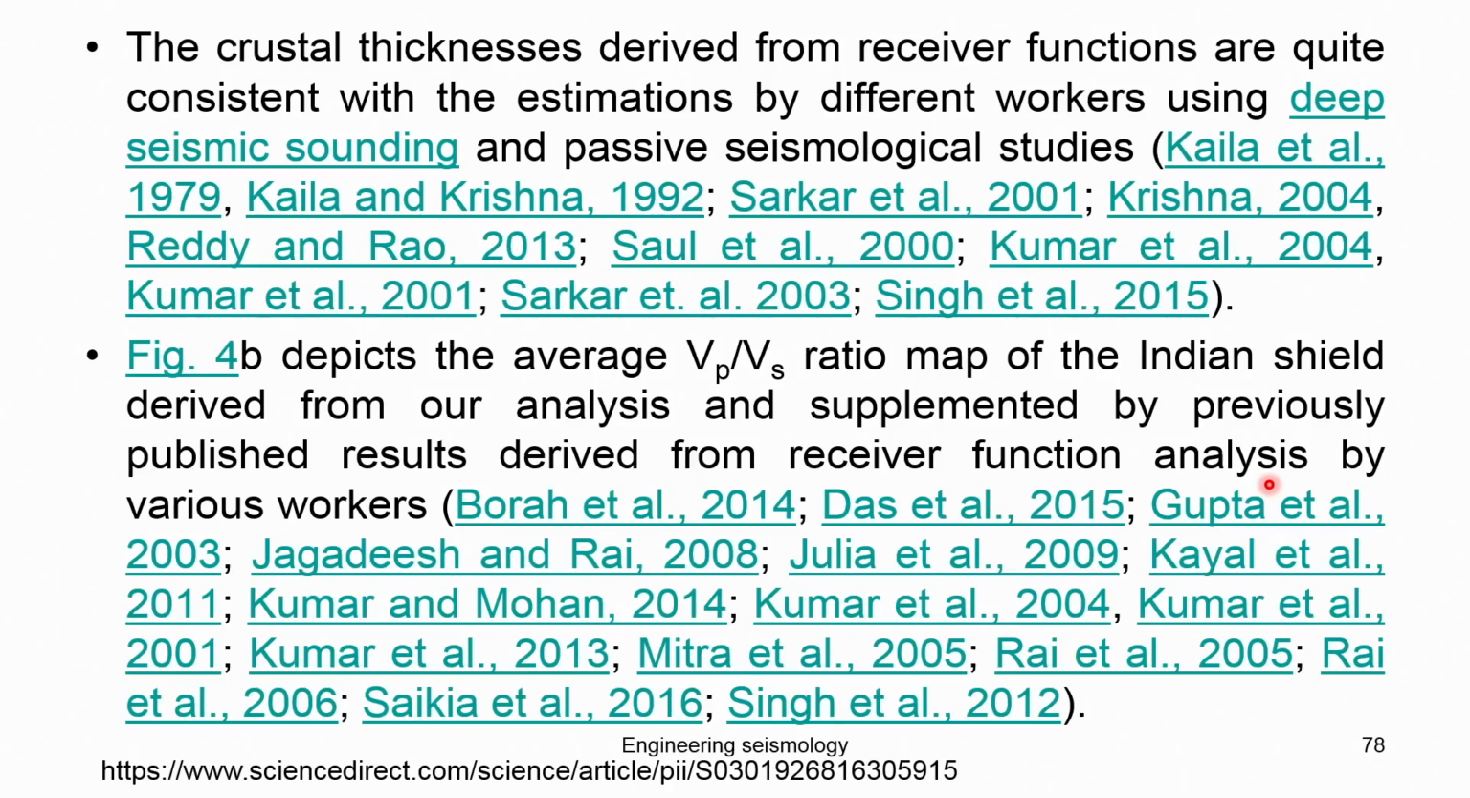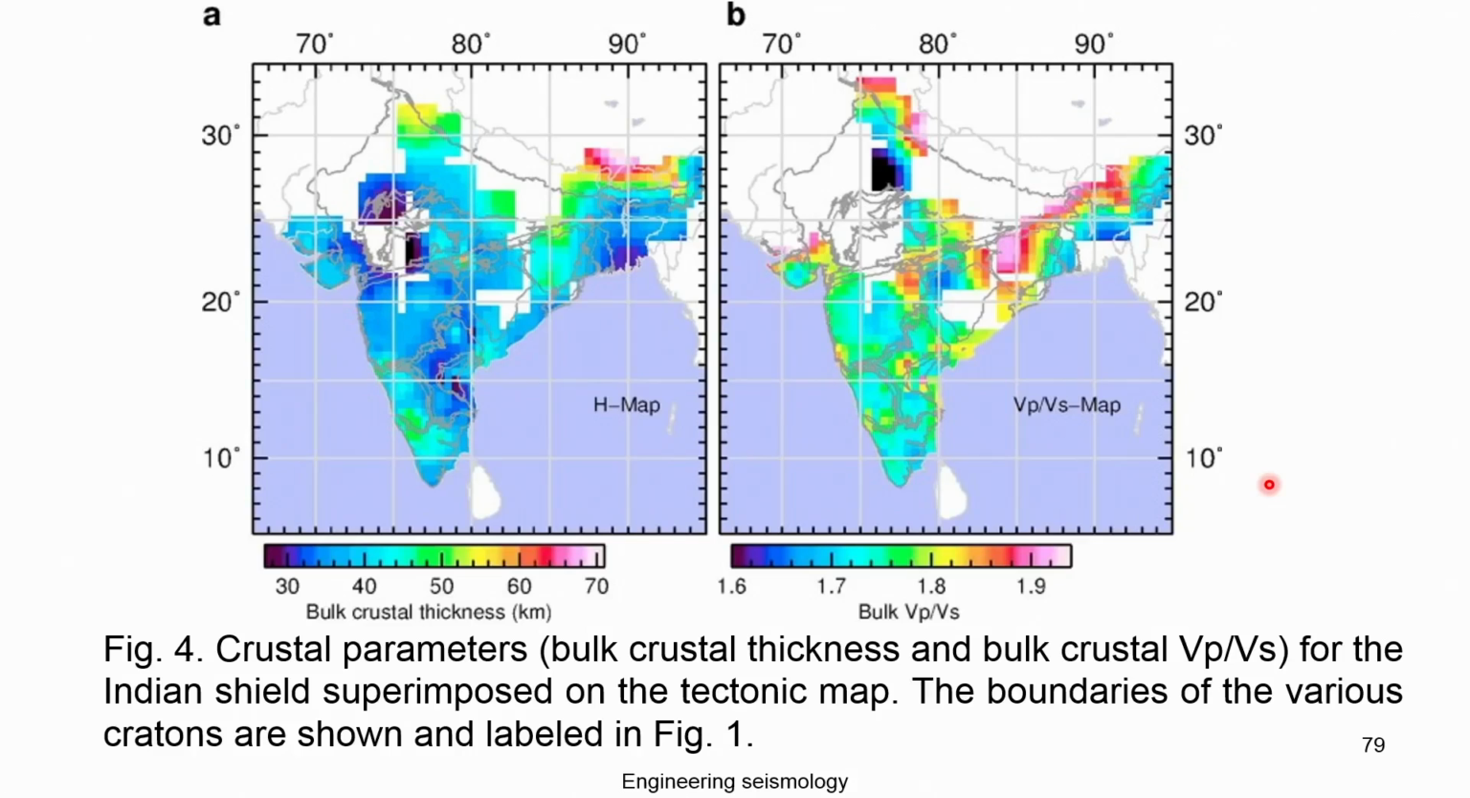The crustal thicknesses derived from the receiver function are quite consistent with the estimations made by different workers in previous studies. Figure 4B depicts an average Vp and Vs ratio map of the Indian shield derived from our analysis and supplemented by previously published work. So, they give the bulk crustal thickness and the bulk Vp and Vs ratio. You can see there is considerable variation on the geological scale. Basically, on the geological scale India is very small in size compared to other parts, particularly southern India, but you can see the variation within that small portion, like a 5-degree portion.